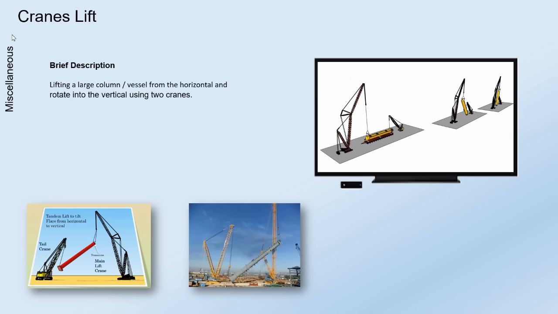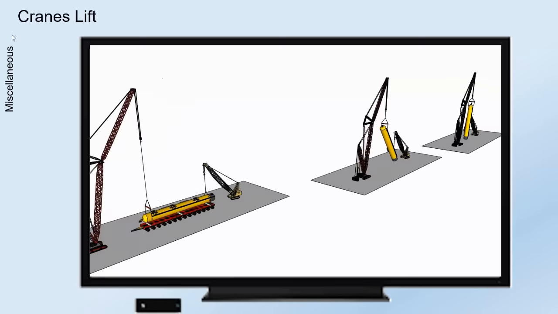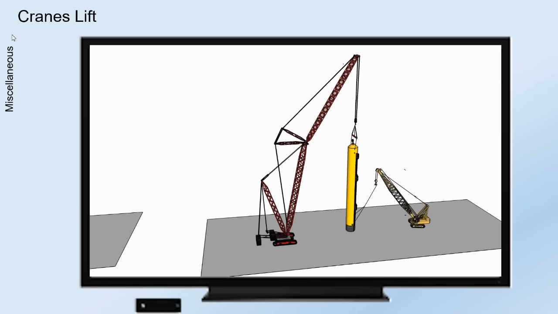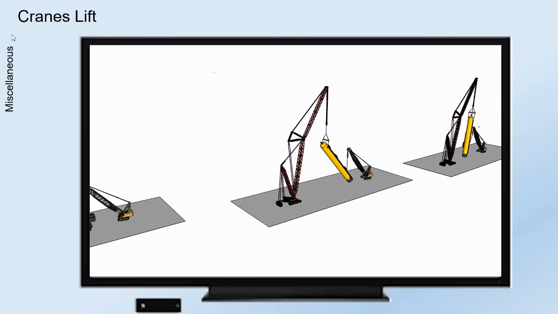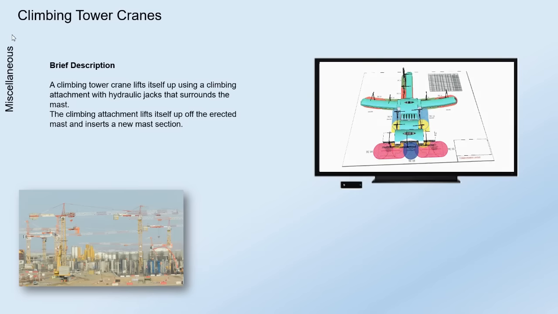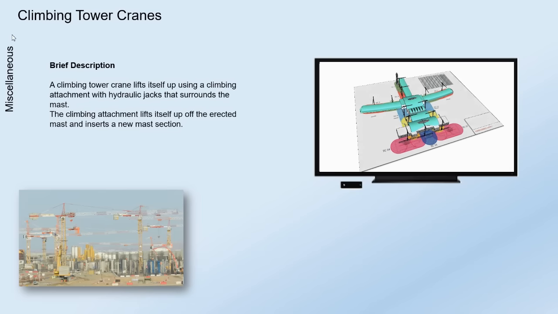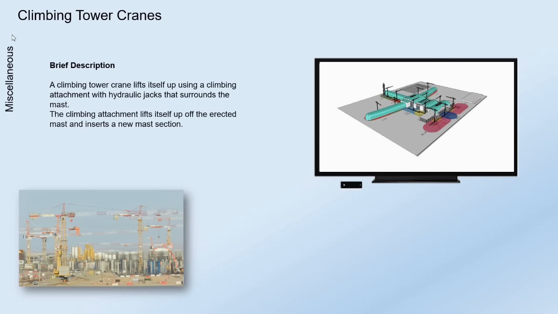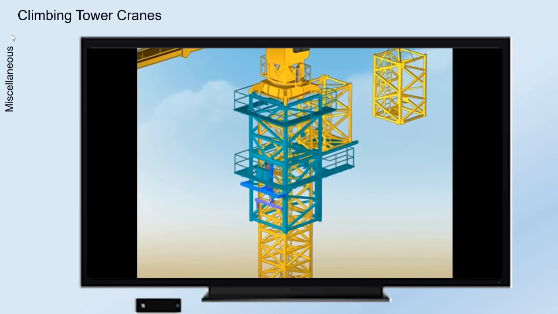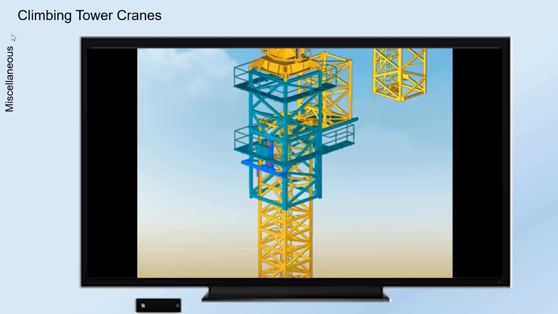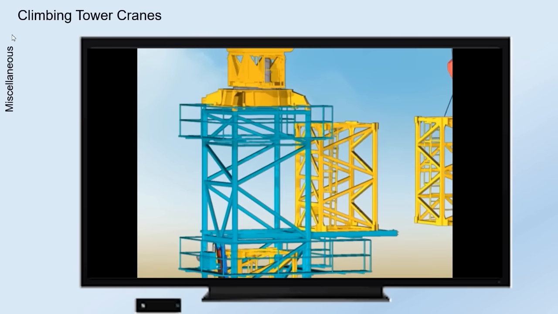Lifting a large column/vessel from the horizontal and rotating it into the vertical using two cranes. A climbing tower crane lifts itself up using a climbing attachment with hydraulic jacks that surrounds the mast. The climbing attachment lifts itself up off the erected mast and inserts a new mast section.